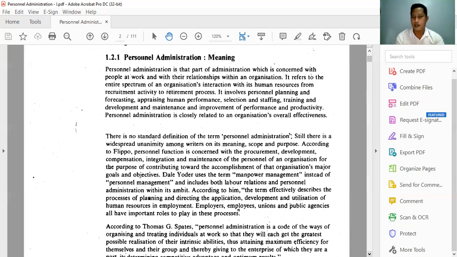Compensations, of course, that speaks of the salary, wage, and other compensations that are mandated by law. Integration and maintenance of the personnel of an organization for the purpose of contributing toward the accomplishment of the organization's major goals and objectives. So in training, as I mentioned a while ago, Bill Yoder uses the term manpower management instead of personnel management, which includes both labor relations and personnel administration within its ambit.